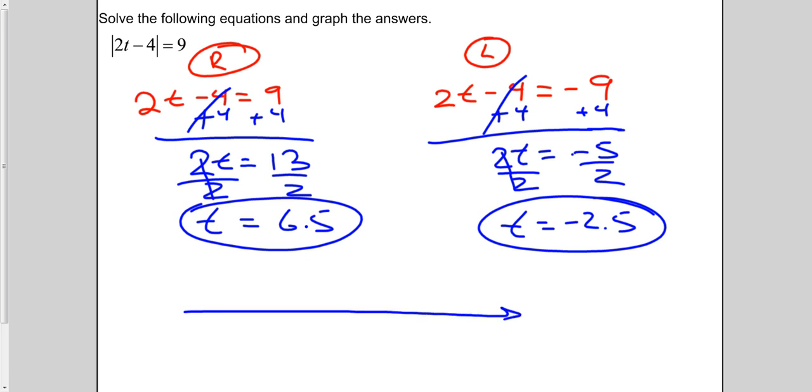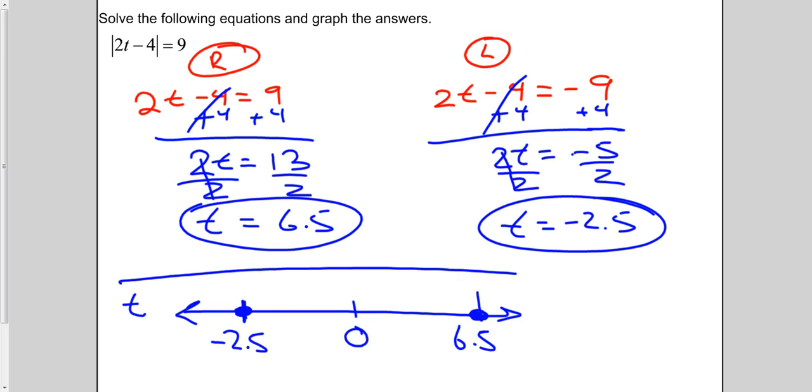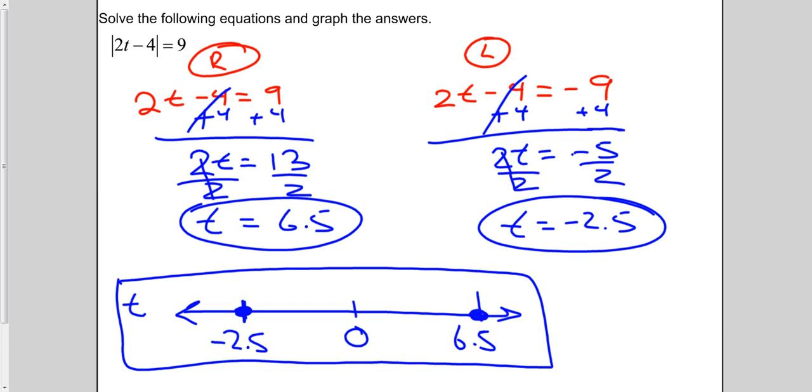And so when I do this, I'm going to have 1 point on the t-axis. We're going to call this the t-axis. 1 point on the t number line at negative 2.5, because that's where negatives are, if this is 0. And we're going to have 1 point on the t-axis that's positive 6.5. This is clearly not drawn to scale. And so that is a graph of the answer, and these would be my 2 answers.